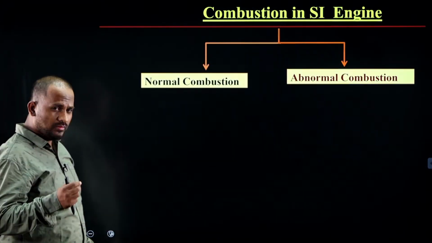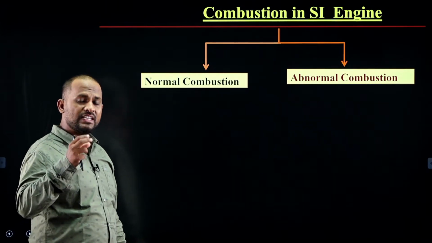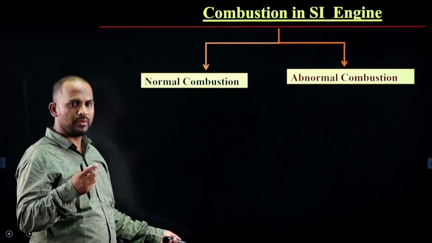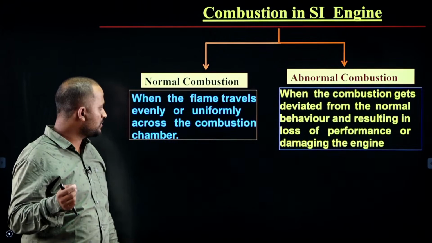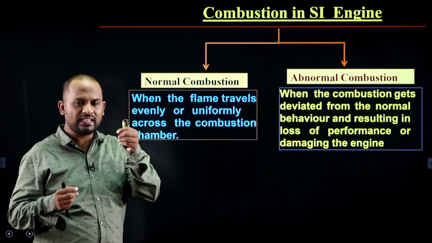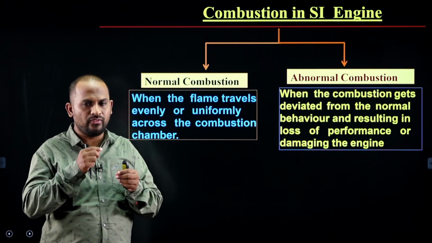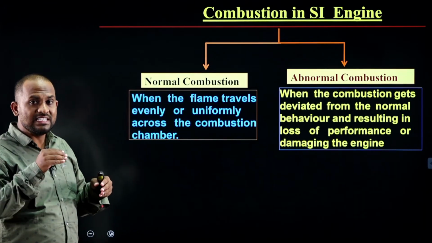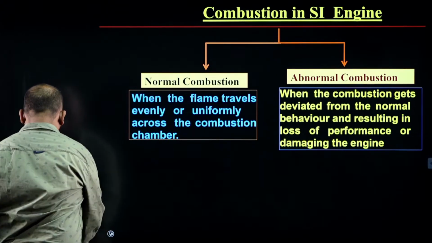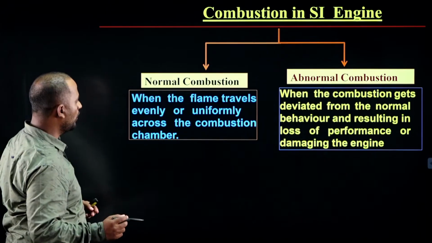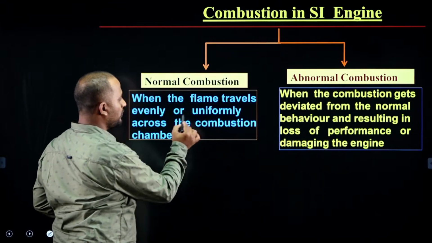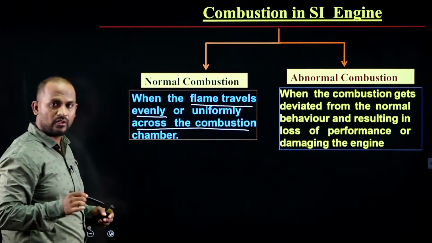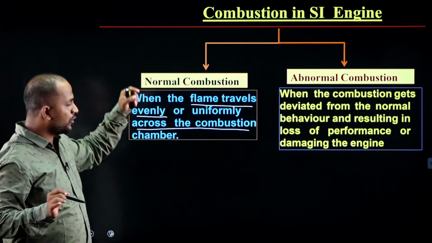Now let us see whether the combustion is normal or abnormal. In SI engines, the combustion can be normal or abnormal. What is meant by normal combustion? Whenever a spark is created and the flame is generated, the flame travels inside the cylinder evenly, covering the whole combustion chamber. If the flame travels evenly across the combustion chamber, that is called normal combustion.